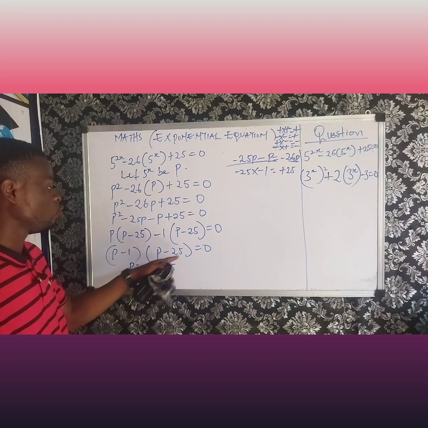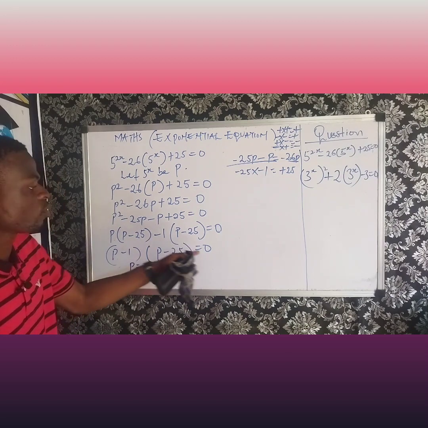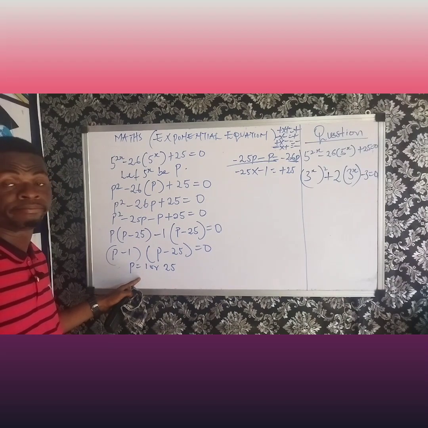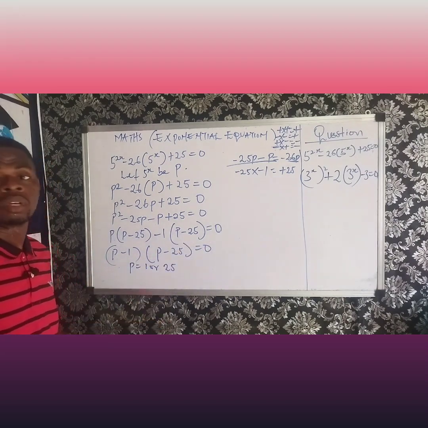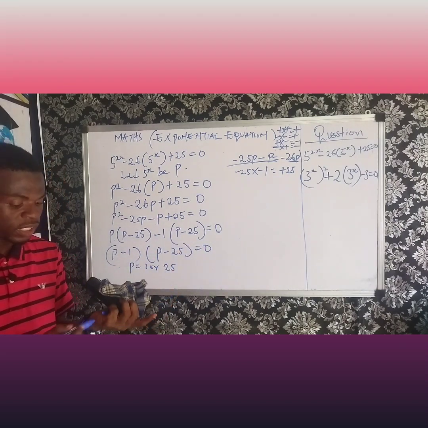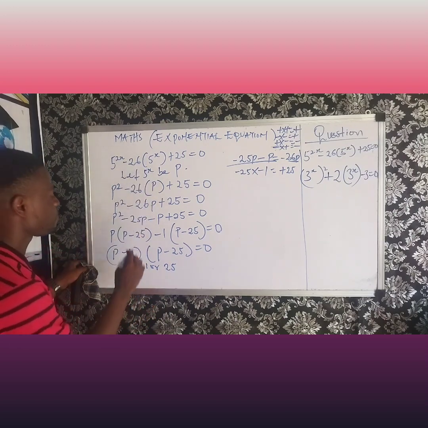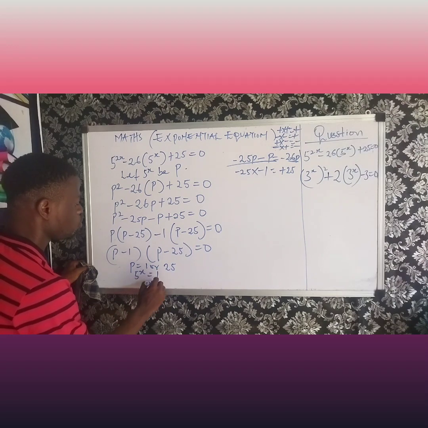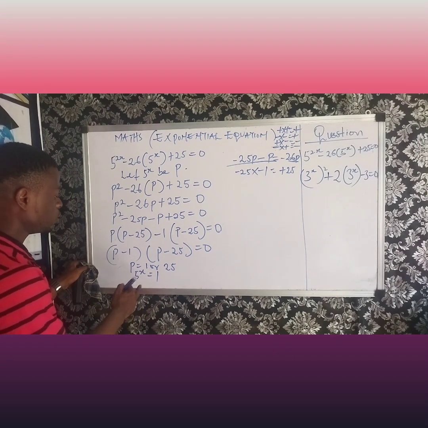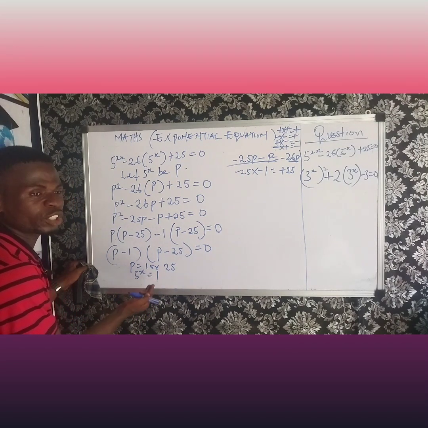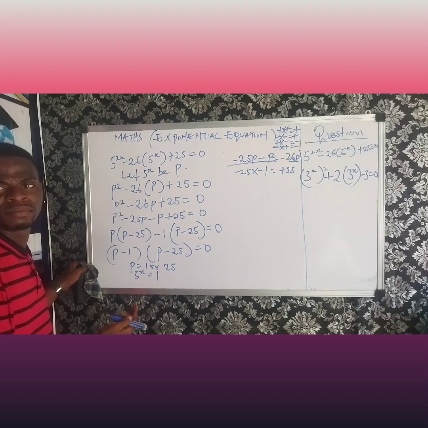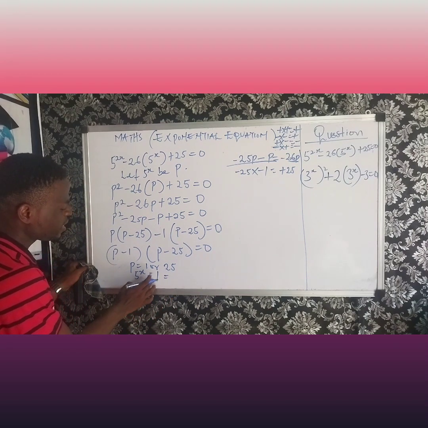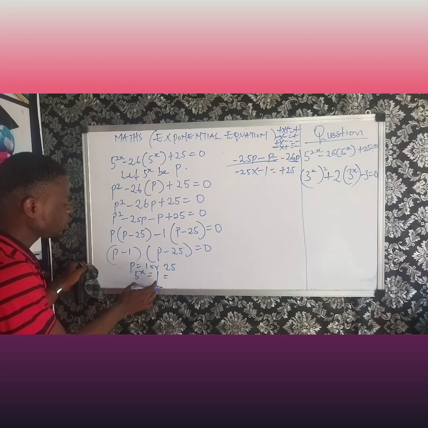When this minus 1 crosses, we have plus 1. And this one, we have plus 25. So now they are positive integers. So in this place, we're now going to bring our 5 power x here. 5 power x here will now become 1. But this place, we are going to bring it in the same base of 5.